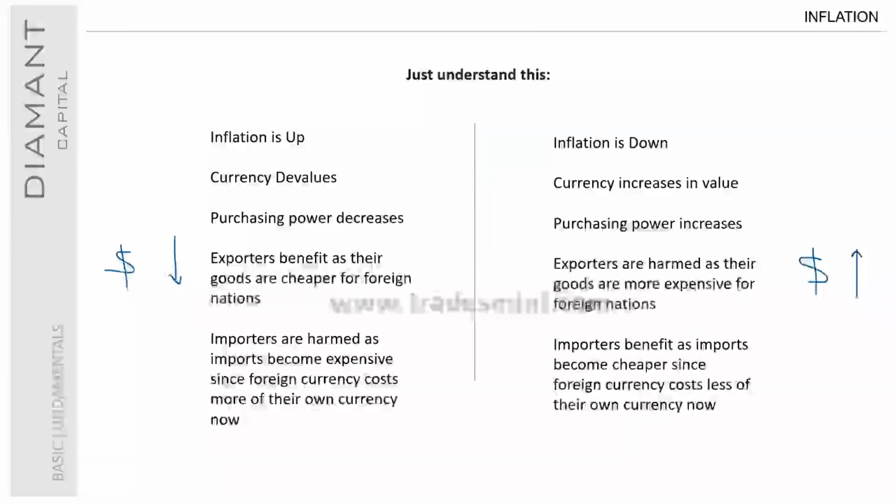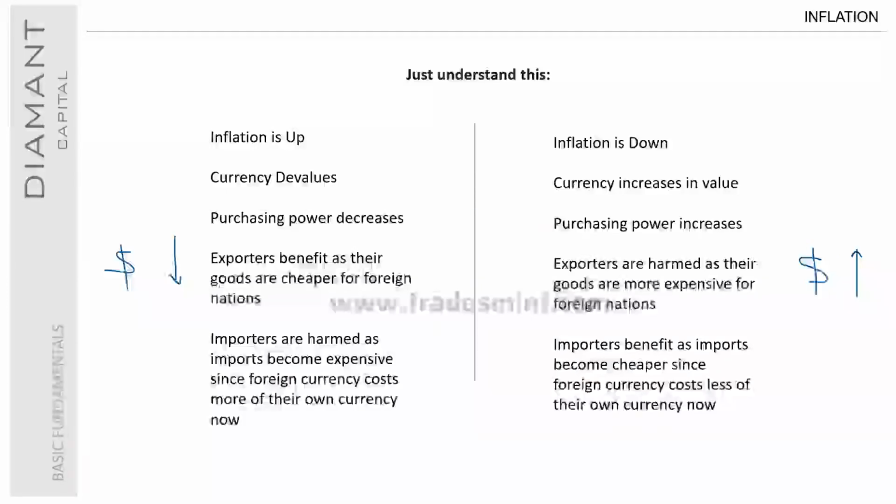However, the opposite is also true. Importers are harmed as imports become more expensive since foreign currency costs more of their own currency now. So as our currency and purchasing power decreases, it costs a lot more to get the same imports as it did before.